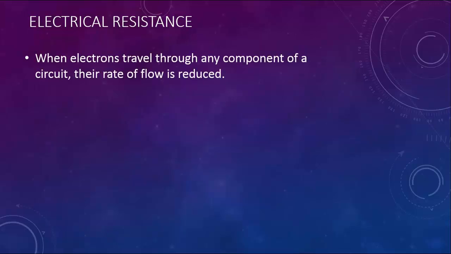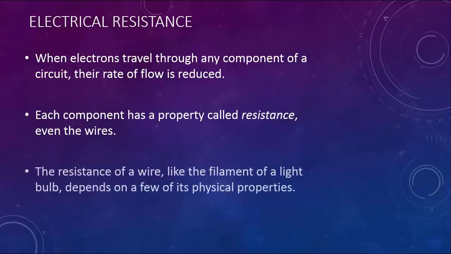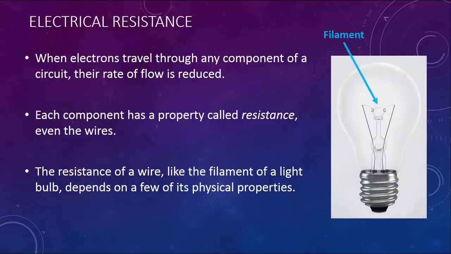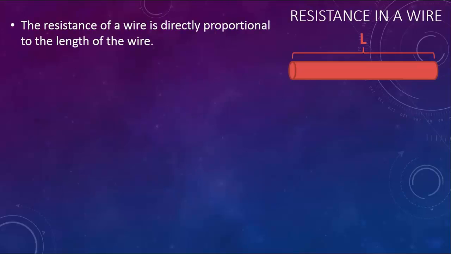When electrons travel through any component of a circuit, their rate of flow is reduced. Each component has a property called resistance, even the wires. The resistance of a wire, such as the filament of a light bulb, depends on a few of its physical properties. First of all, the resistance of the wire is directly proportional to the length of the wire.